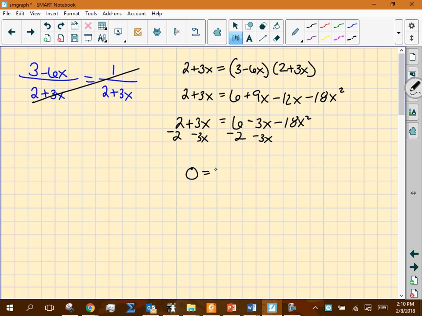6 minus 2 is 4. Negative 3 plus a negative 3x is going to be negative 6x. Okay? And then negative 18x squared. Is that okay? All right, so we don't like to write it that way. We like it to be in descending order, so we do this. Negative 18x squared minus 6x plus 4.